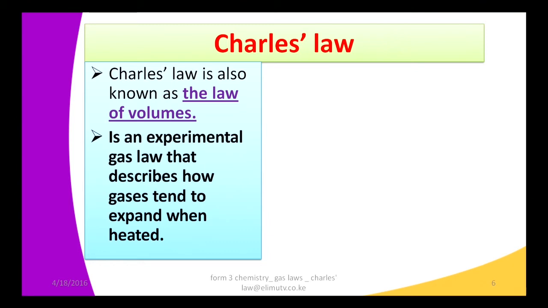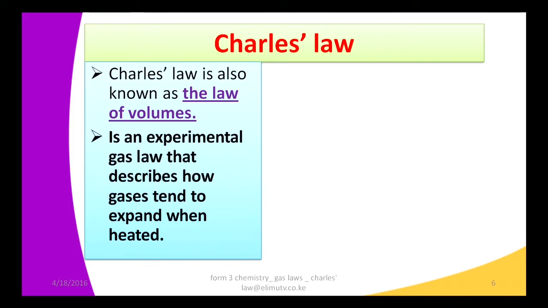Because heating means you are increasing temperature. And when temperature increases, it increases the effective kinetic energy of the particles, which increases the volume of the gases. Therefore, the volumes increase. And that's why we call this law the law of volumes.